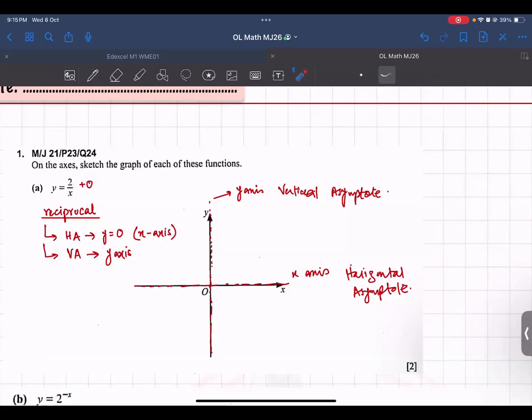Okay. The y is equal to 0 line is the x-axis, and the x is equal to 0 line is the y-axis. ठीक है. Make notes of these, don't forget. And now the shape. I told you when your a is positive, and right now you can see that your a is positive 2.